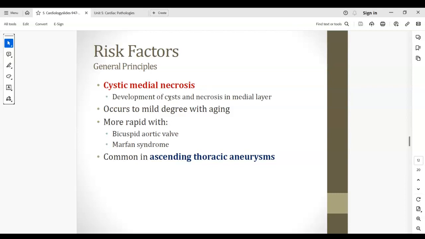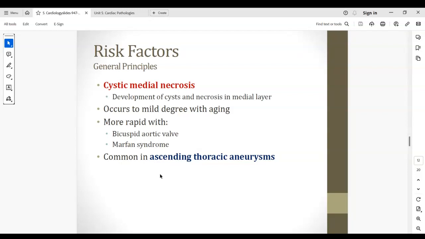What else? Cystic medial necrosis. This is development of cysts and necrosis in the medial layer of the aorta. And this occurs to a mild degree with aging as we get older, and will be more rapid with some conditions like bicuspid aortic valve. So the aortic valve, instead of having three cusps, will have two cusps only, or some genetic disorders like Marfan syndrome. Okay, and this will be mainly common in ascending thoracic aneurysms.